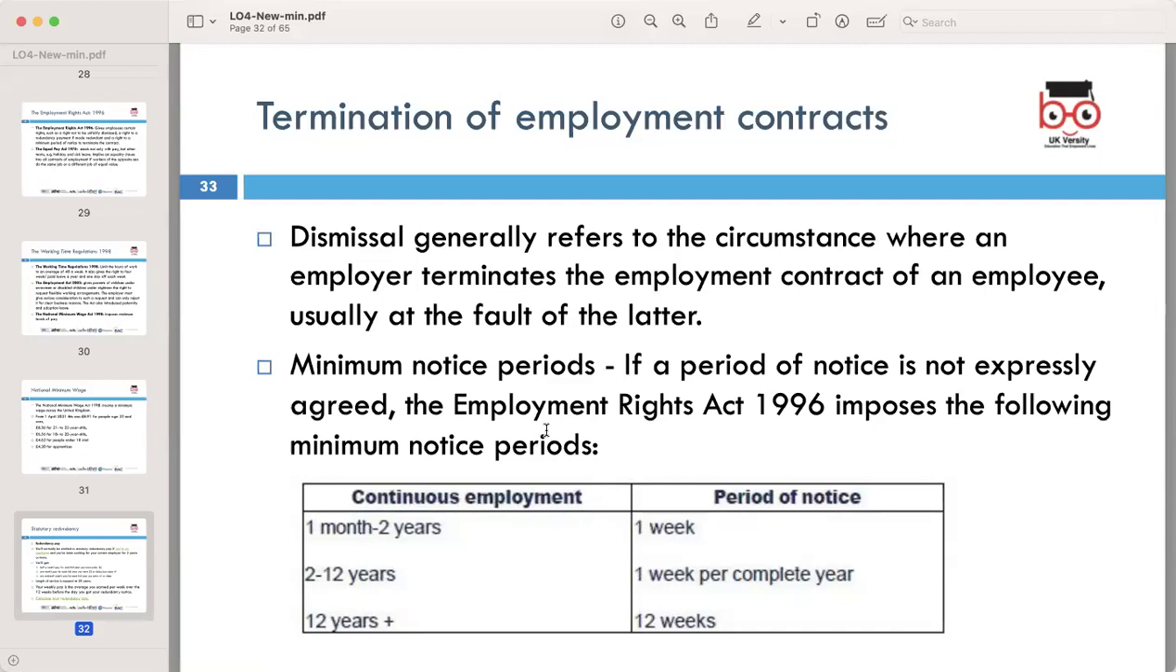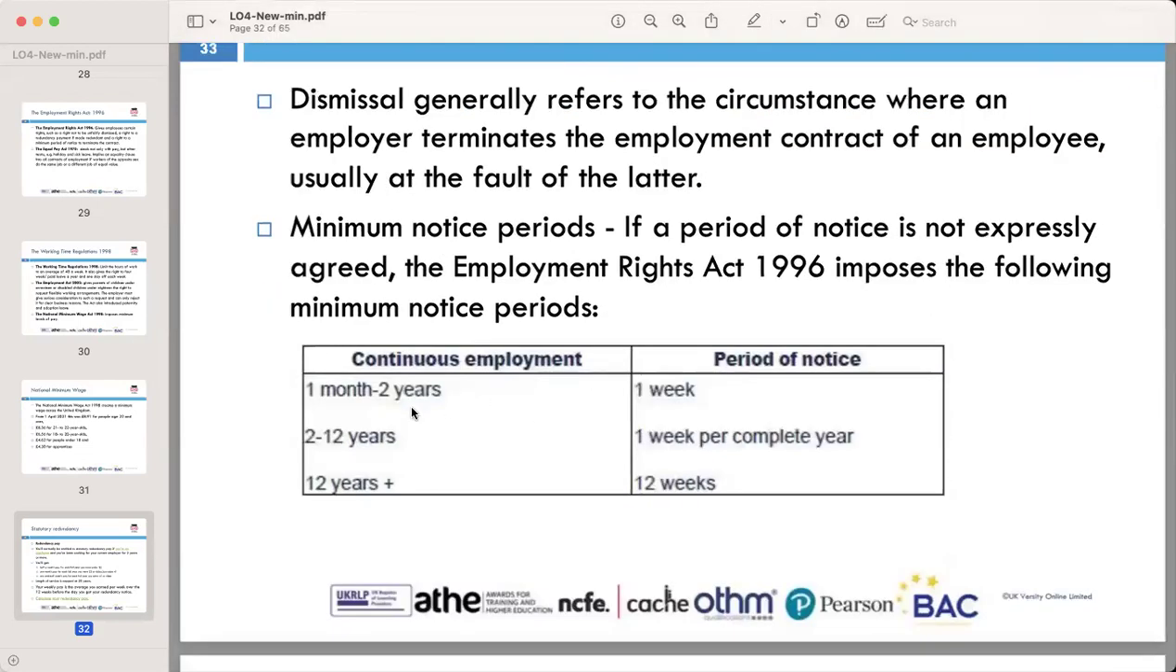Here it says continuous employment of 1 month to 2 years, at least 1 week; 2 to 12 years, 1 week per complete year. So that means the notice should be about 3 months if it's for 12 years, so 1 week per complete year. So it should be 12 weeks, three months. Yes. So 12 years plus 12 weeks notice. So that's it.